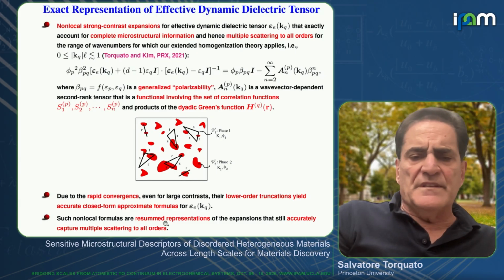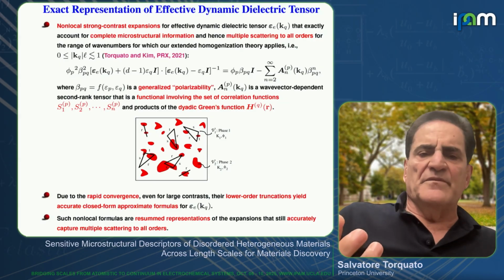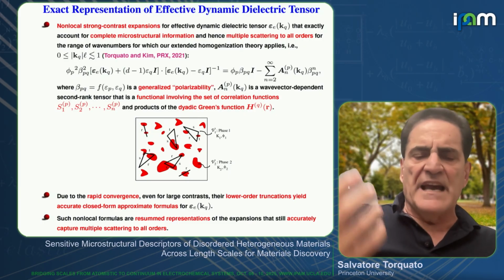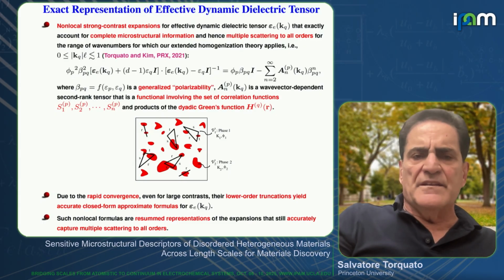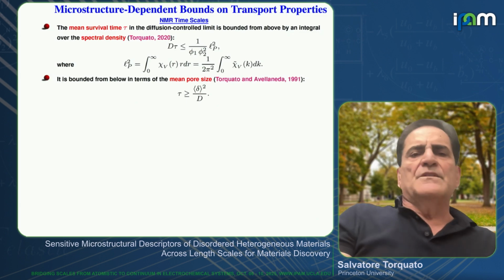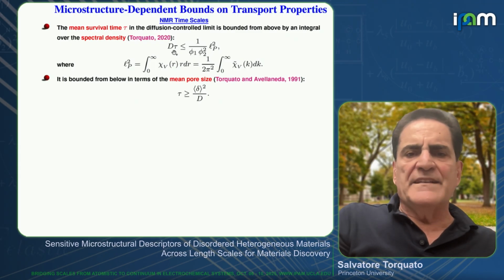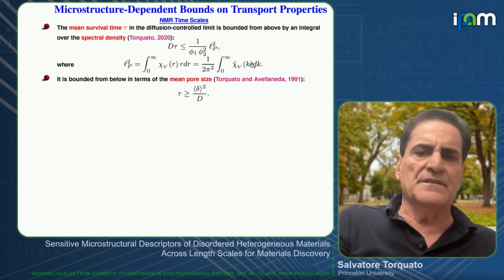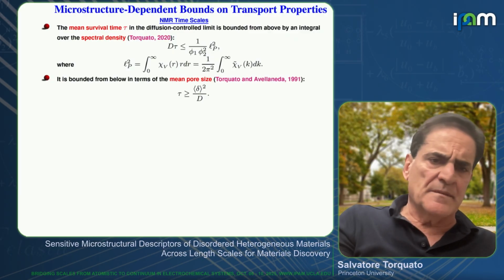But anyway, you can view these as resummed representations of the expansions that still accurately capture multiple scattering to all orders. Now, of course, you generally do not have infinite information. So the question is, can you do something beyond just getting really accurate approximations that depend upon these correlation functions? And usually that is done in terms of rigorous bounds. So, for example, in the case of the mean survival time that I mentioned to you earlier, you can write down rigorous bounds that involve integrals over either the autocovariance function or equivalently in terms of the spectral density. Okay, so that's a rigorous upper bound.